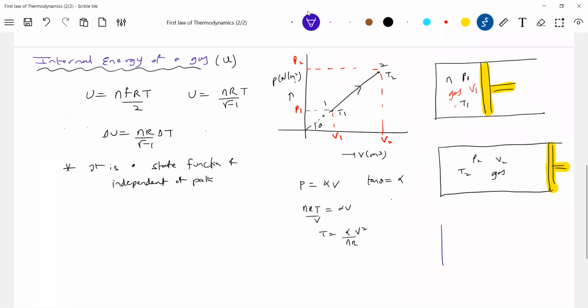I will explain that also. In the book, everything is in theoretical form. I'm trying to give some picture form. So this is a path 1, 2.